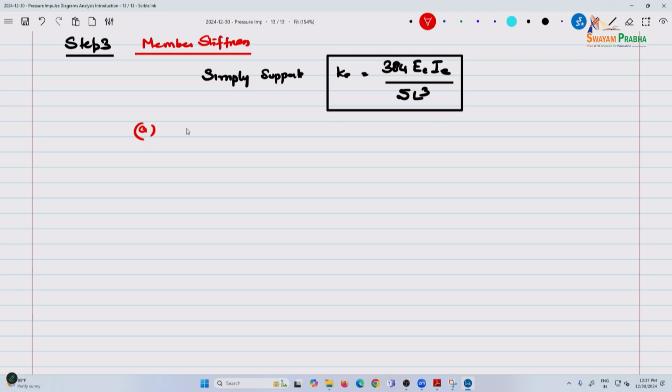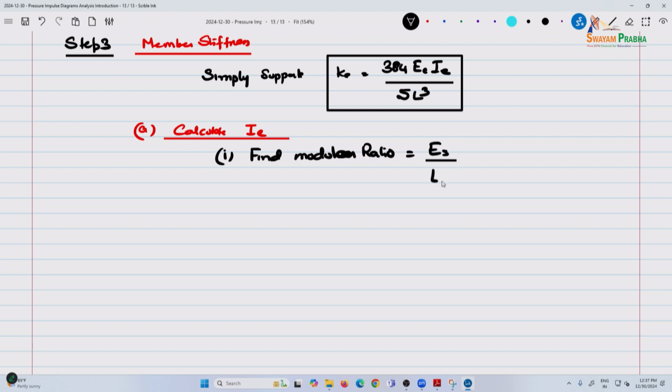So, first we calculate the effective moment of inertia. Part of it is to find the modular ratio, which is ES divided by EC. For EC in the US there are more complicated equations. The simplest one is 57,00 0 root FC prime. This is in PSI units.